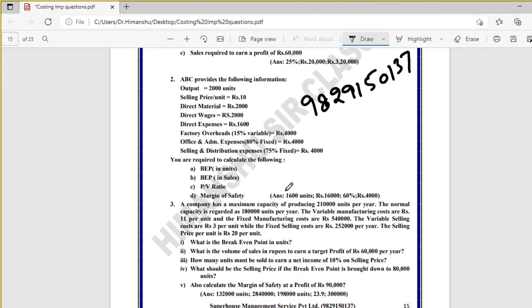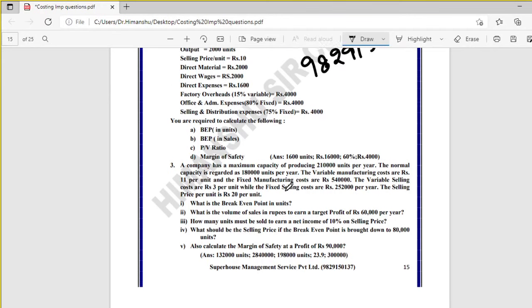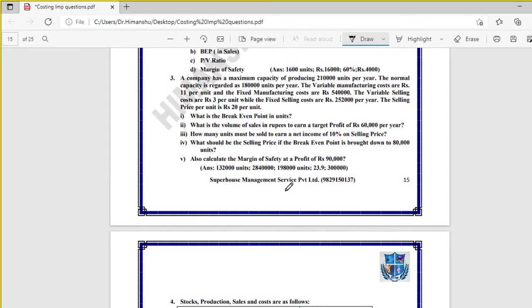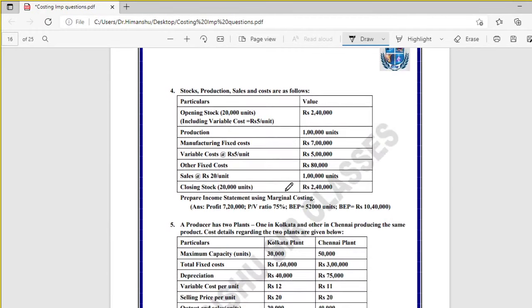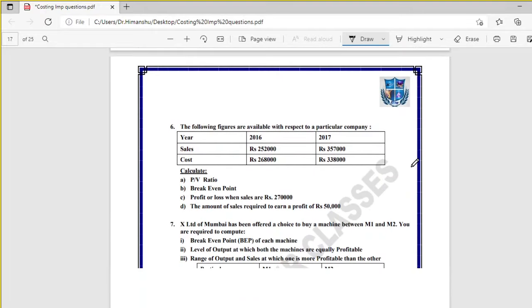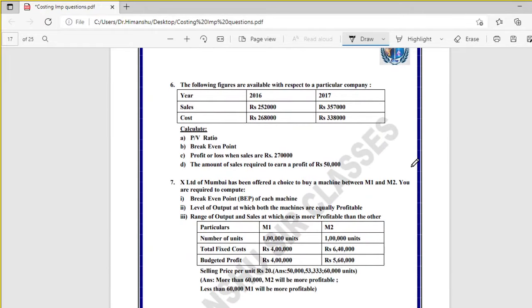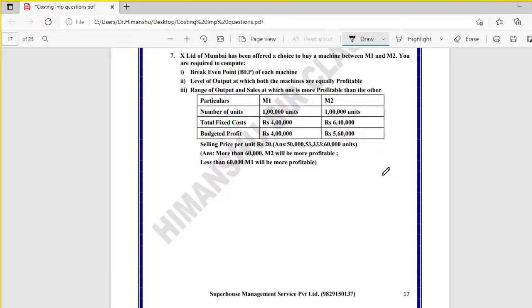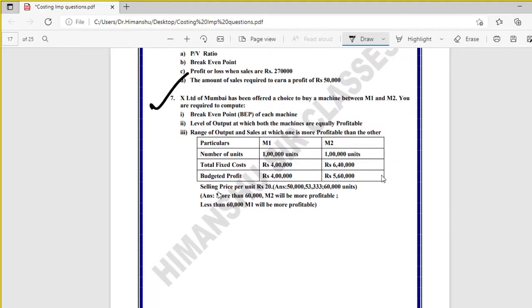Break-even point, unit sales, PV ratio, margin of safety, problems involving calculation of break-even points and PV ratio. Then preparing an income statement using marginal costing. Then comparison of two plants, one in Kolkata, another in Chennai. Again, calculation of PV ratio when two different levels of sales are given. And another important one, which is based on indifference point.